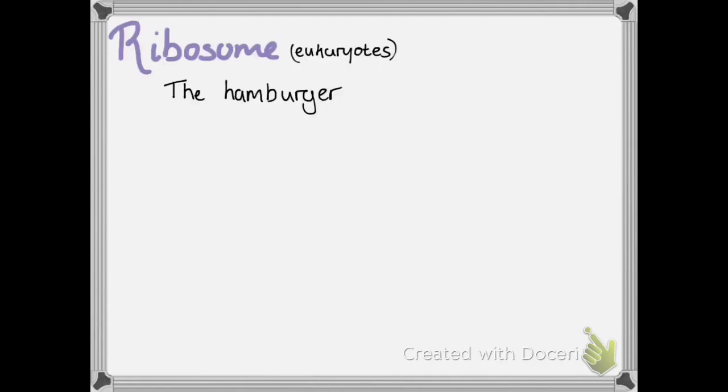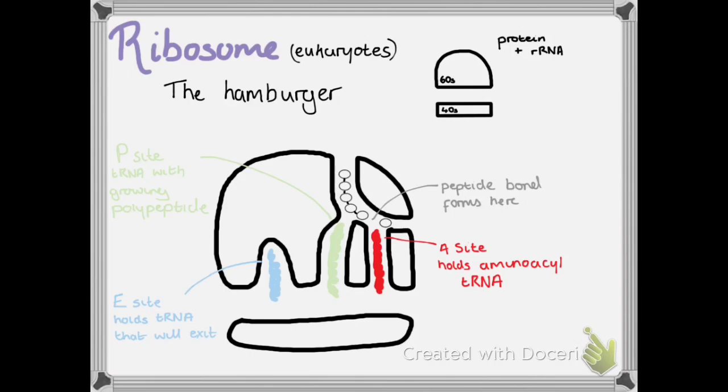I did mention ribosomes when I was going on about the organelles in prokaryotes and eukaryotes videos, but we'll just give a little brief overview here. It's often called in my class the hamburger because it's made up of a large subunit and a small subunit, which is made by proteins and rRNA, but your large subunit in eukaryotes is 60S, whilst your small subunit is 40S. So there are 3 different sites within a ribosome.